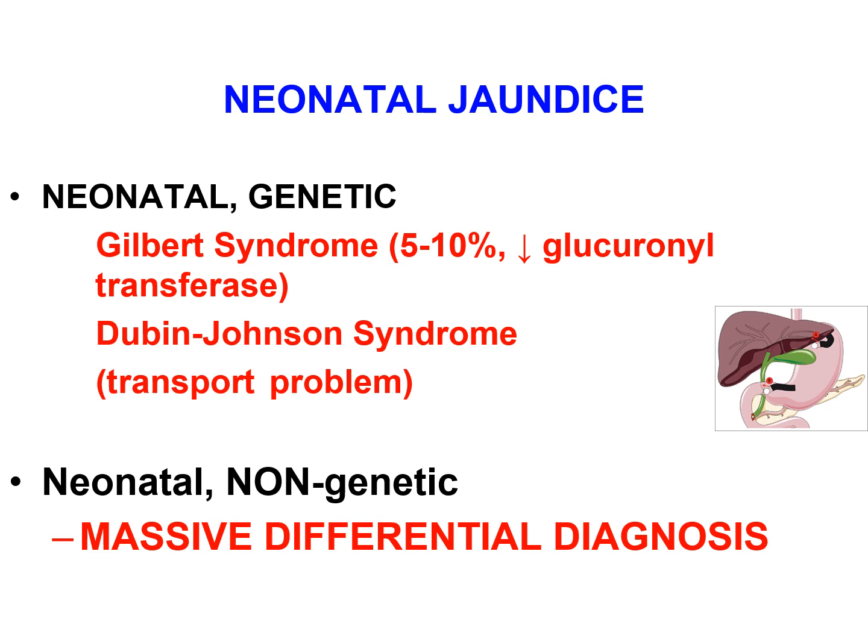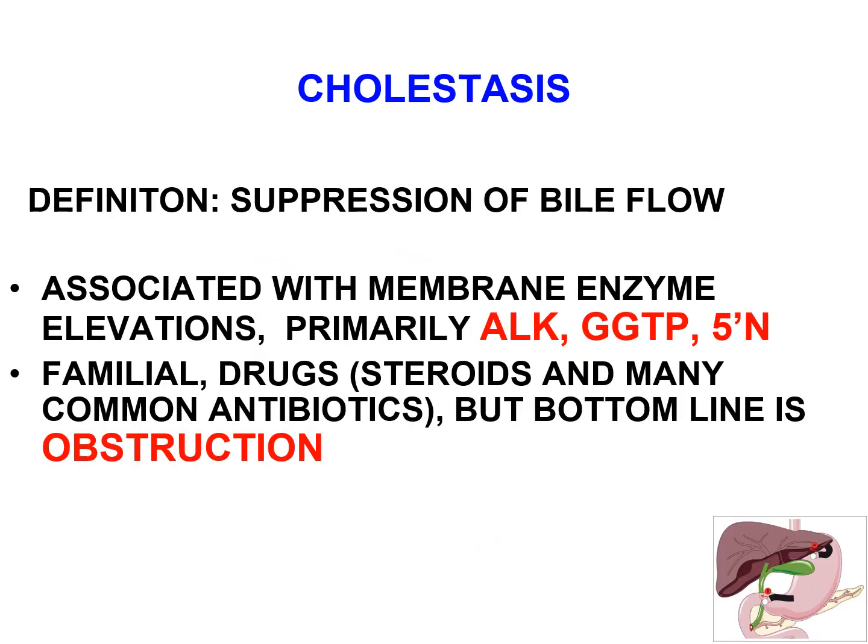Many of the causes of neonatal jaundice are genetic, like your Gilbert syndrome and your Dubin-Johnson syndrome. But of course, there is a massive differential diagnosis if the neonatal jaundice is non-genetic, including the physiologic jaundice of the newborn. With this overview, we discuss the hepatobiliary disorders that lead to hyperbilirubinemia. Many of these are characterized by cholestasis, which is defined as the retention of bilirubin and other solutes eliminated in bile due to impaired bile formation or obstruction of flow.